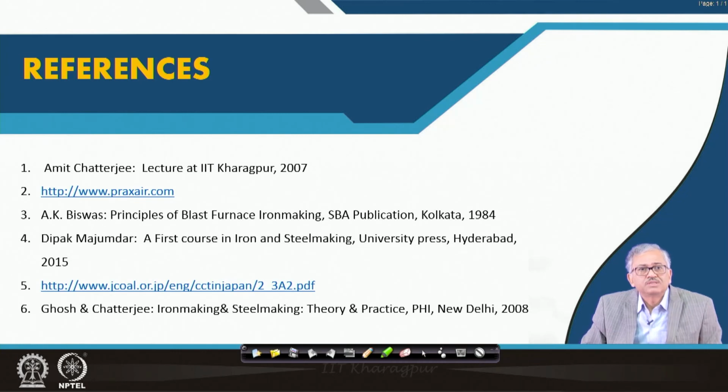A lot of references have been used here. One is Amit Chatterjee, lecture at IIT Kharagpur 2007, and then A.K. Biswas, Professor Deepak Mazumdar, A First Course in Iron Making and Steel Making, and then Ghosh and Chatterjee.